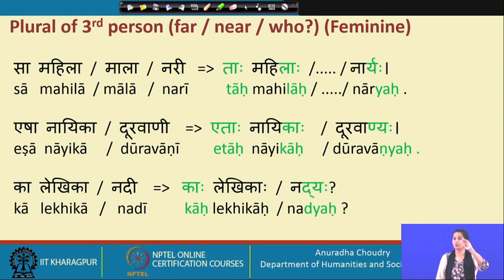You remember what I mentioned, that you have to pay attention to the ending of the words because that will indicate to you how it will be transformed. The next one we have is esha naika, which will become etaha naikaha. Esha duravani, etaha duravanyaha. Ka lekhika, lady writer, kaha lekhikaha. Great. And then, kaha nadyaha, which rivers are there in India? Or ka nadi, which river in the singular, in the plural becomes kaha nadyaha.